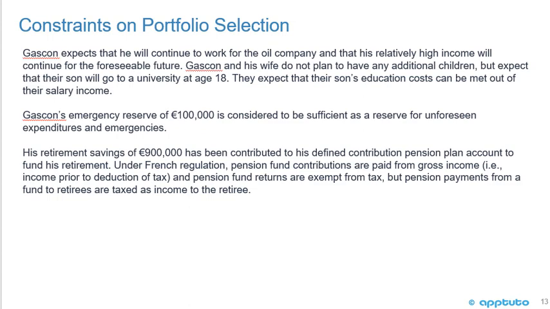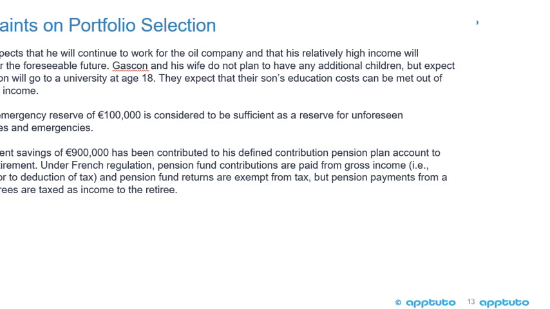Gascon's emergency reserve of 100,000 euros is expected to be sufficient as a reserve for unforeseen expenditures and emergencies. His retirement savings of 900,000 euros has been contributed to his defined contribution pension plan account to fund his retirement. Under French regulation, pension fund contributions are paid from gross income, i.e., income prior to deduction of tax, and the pension fund returns are exempt from tax. But pension payments from a fund to retirees are taxed as income to the retiree.